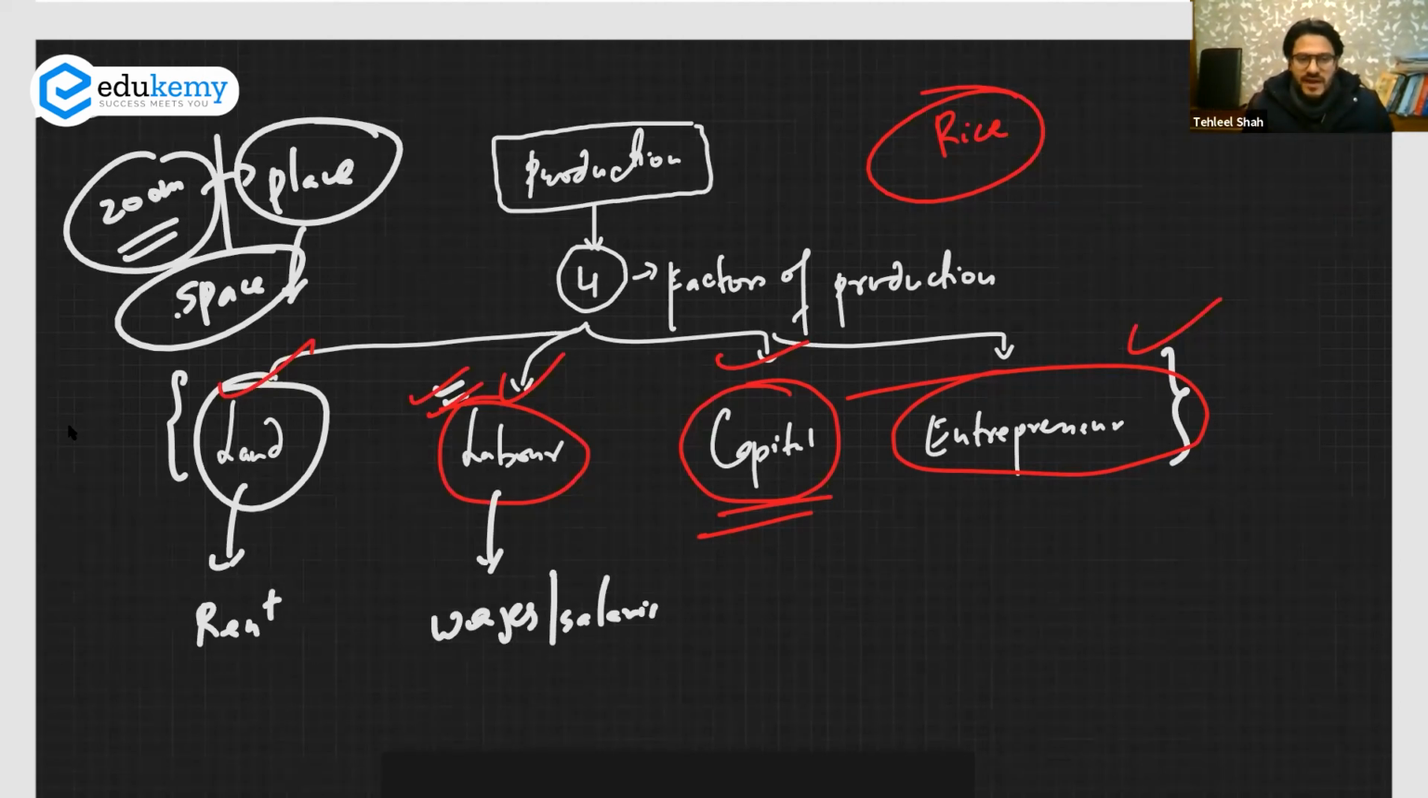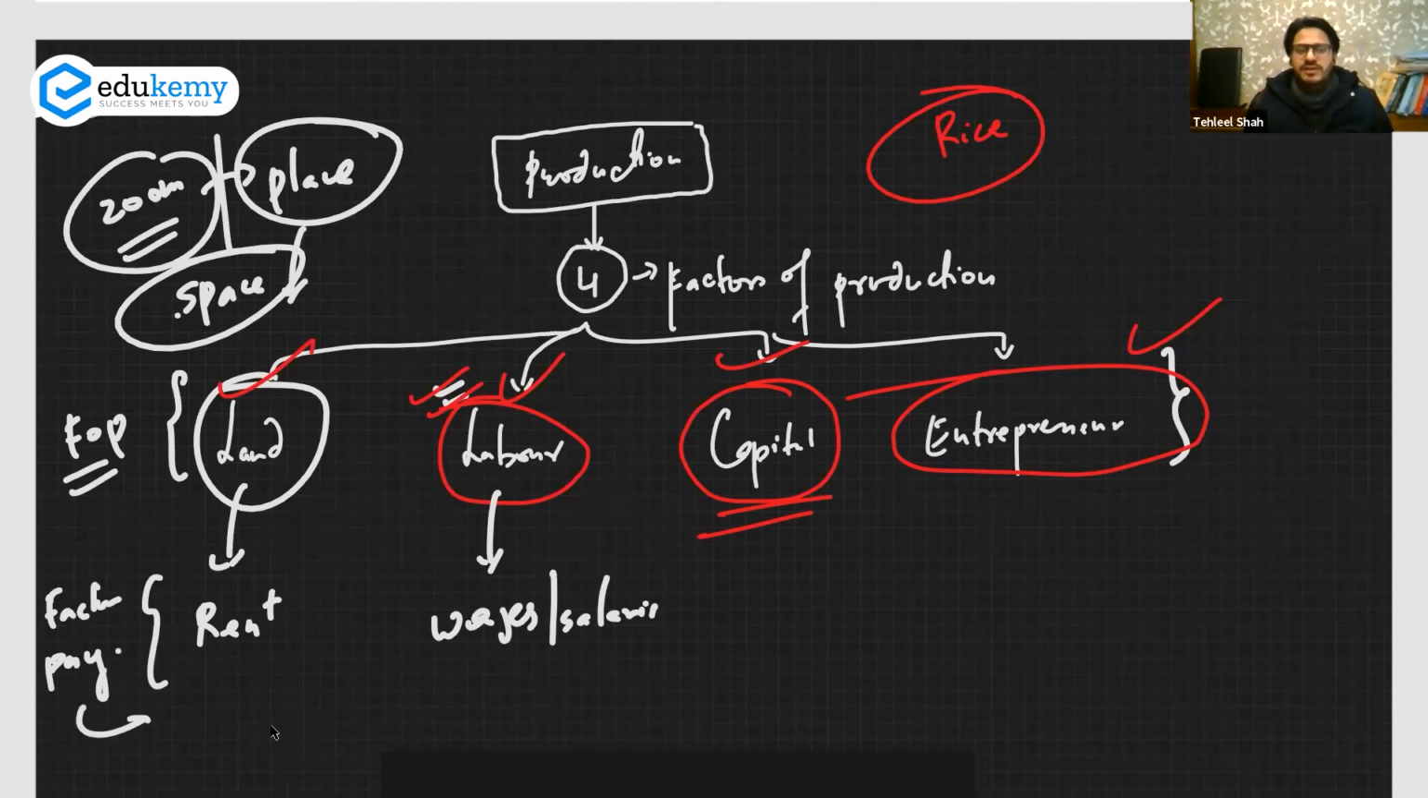That means these factors of production require some payments, and those payments are known as factor payments, or they can also be called factor incomes. For example, Edukemy has taken a place in Old Rajendra Nagar in Karol Bagh, and we have taken that particular space and we are continuously giving rent on it. Now, land or space requires rent, whether it be on a digital platform or in a physical world. Laborer requires wages and salary.